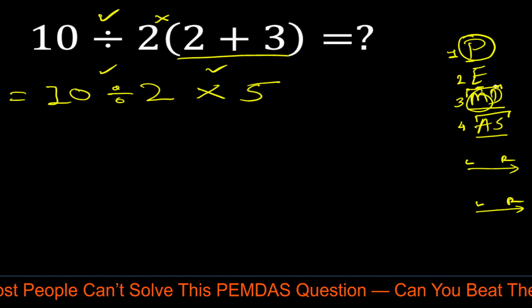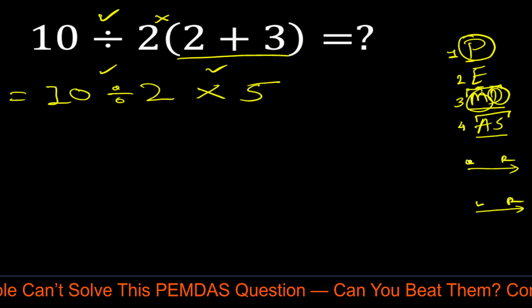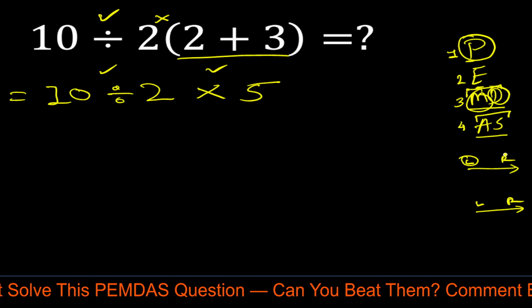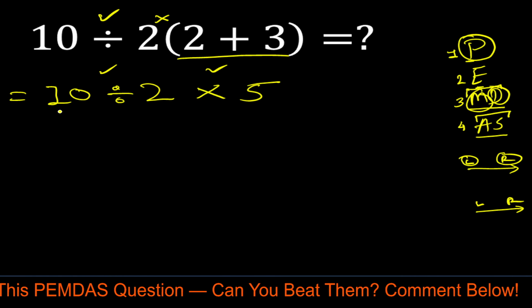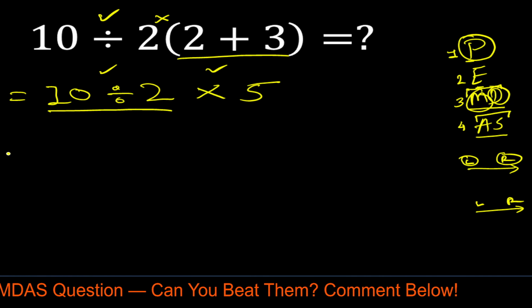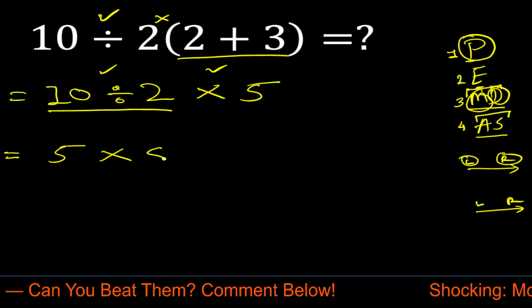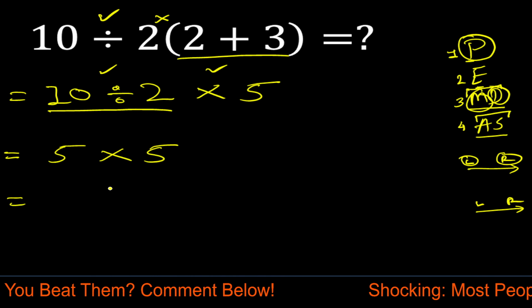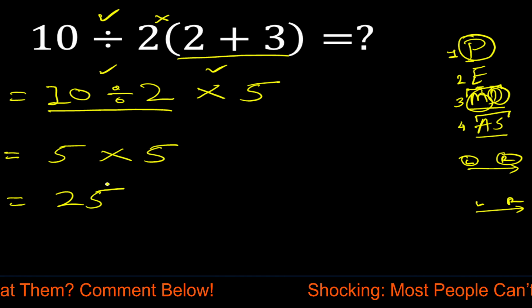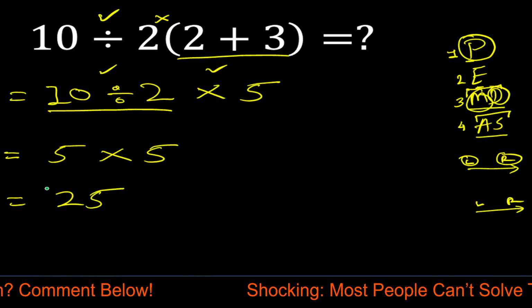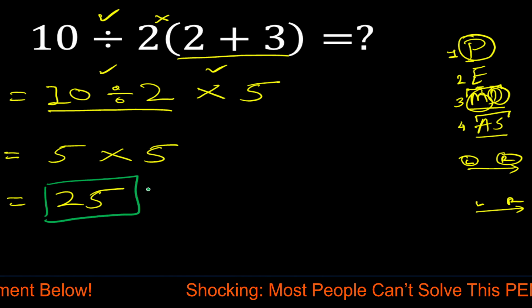So multiplication and division both have equal priority. So we have to solve it from left to right. So first we have to solve this division. So 10 divided by 2 is equal to 5 times 5, right? Now 5 times 5 is equal to 25. So the correct answer is 25, right?